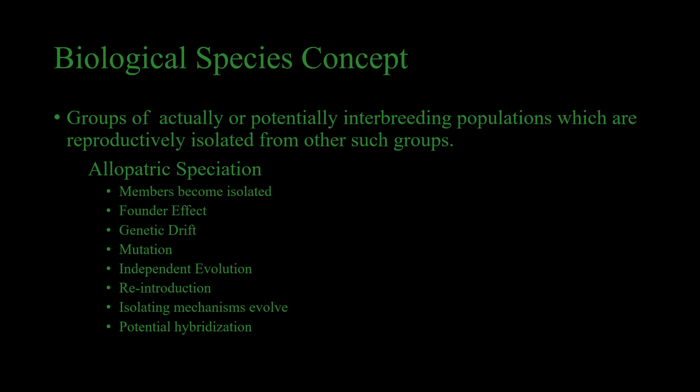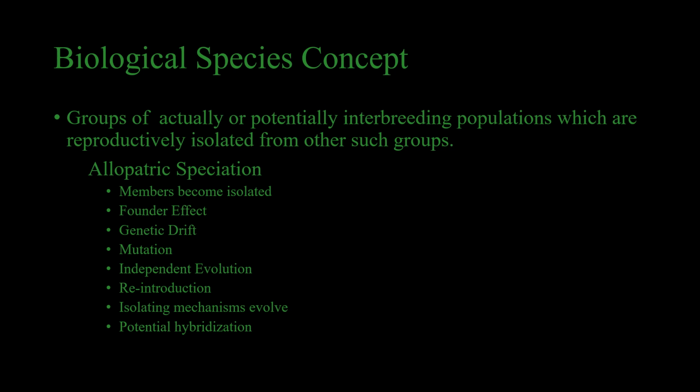So we have a population where some members become isolated. If it's a small group, they experience the founder effect, maybe genetic drift, different kinds of mutations. The two populations evolve independently. When they're reintroduced, if they cannot produce viable offspring, we say that speciation has occurred.